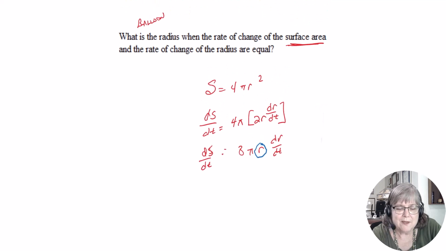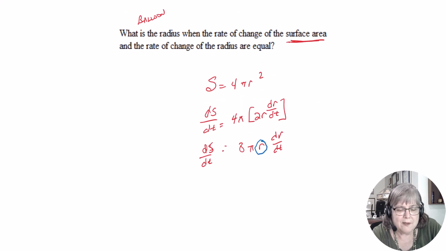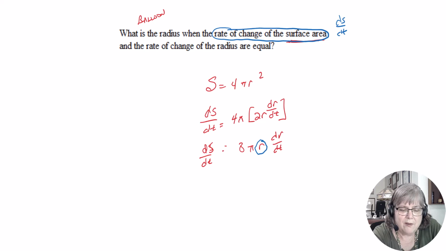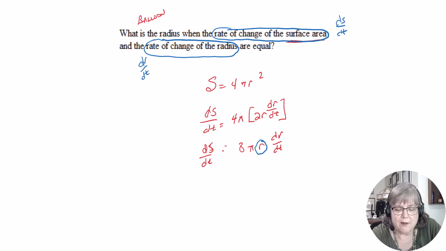All right, so let's look back and read it again. And it says, what's the radius? Okay, that's r, when the rate of change of the surface area and the rate of change of the radius are equal. Now, the rate of change of the surface area is ds/dt, and the rate of change of the radius is dr/dt, right? Because rate of change is a time derivative.